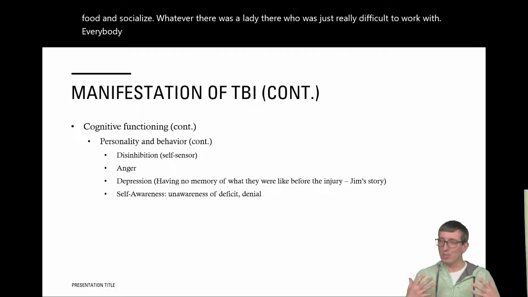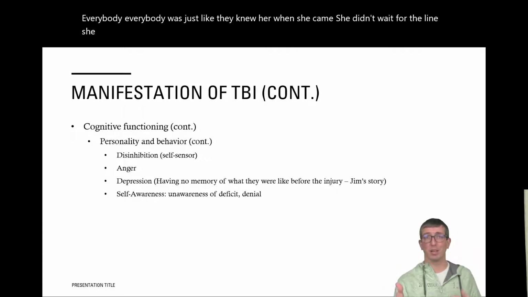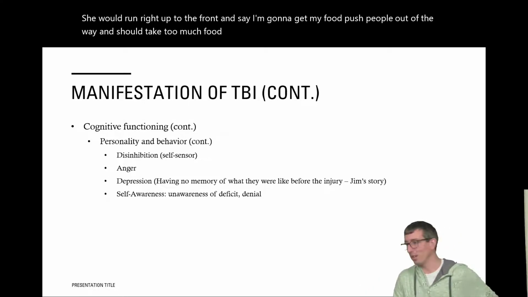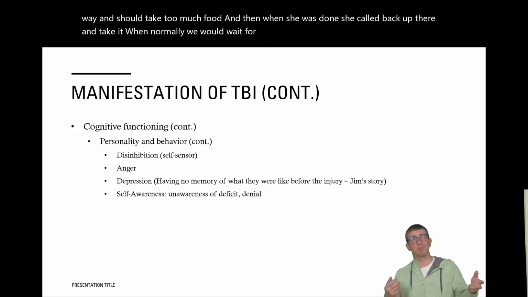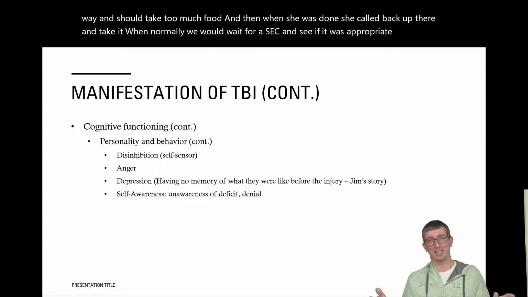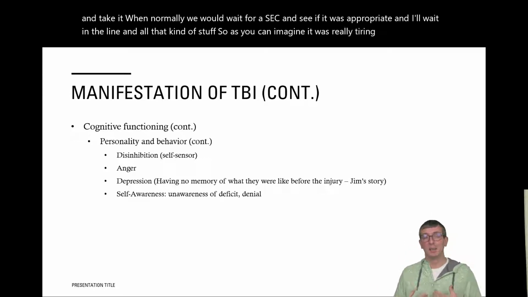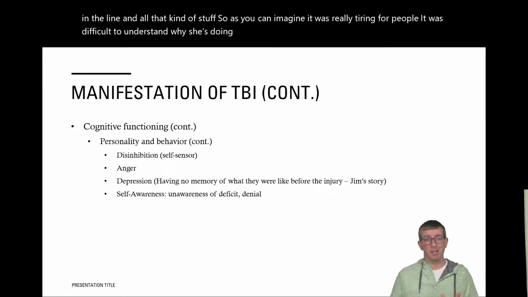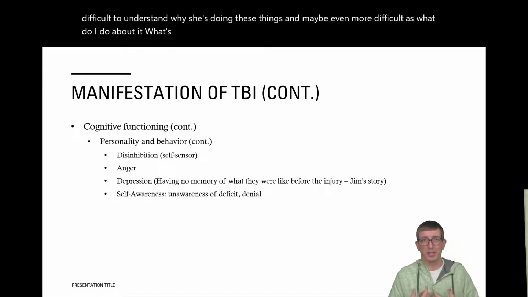and everybody knew her when she came. She didn't wait for the line. She would run right up to the front and say, I'm going to get my food, and she'd push people out of the way, and she'd take too much food, and then when she was done, she'd haul back up there and take it. When normally we would wait for seconds and see if it was appropriate and all, wait in the line and all that kind of stuff. So as you can imagine, it was really tiring for people. It was difficult to understand why she's doing these things, and maybe even more difficult is, what do I do about it? What's my reaction to it, right?